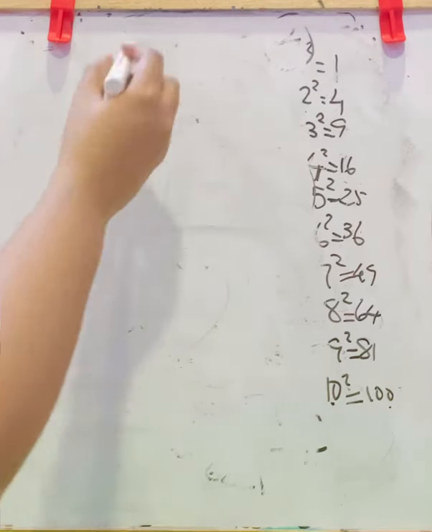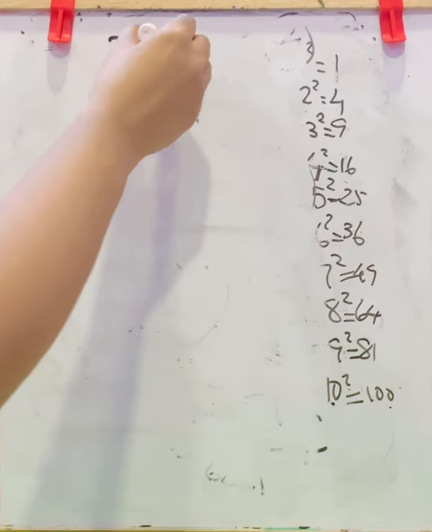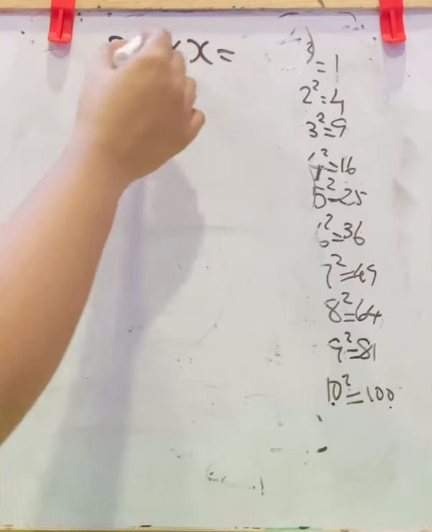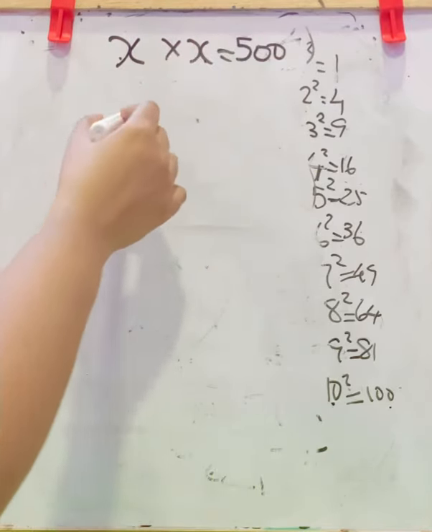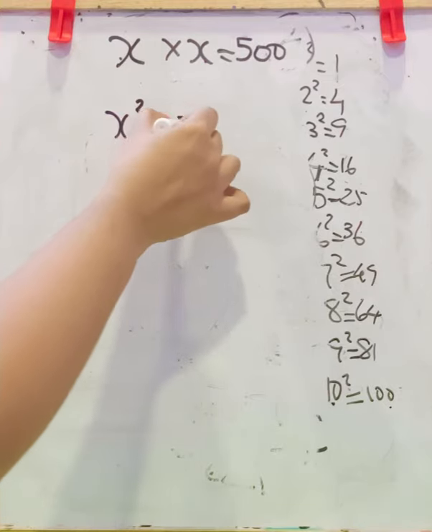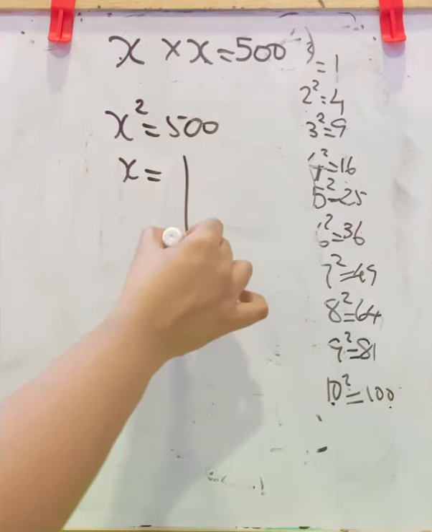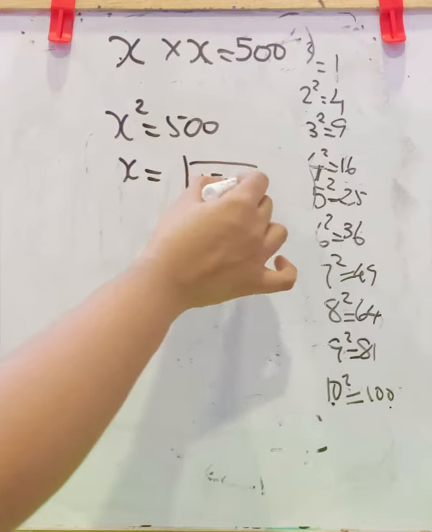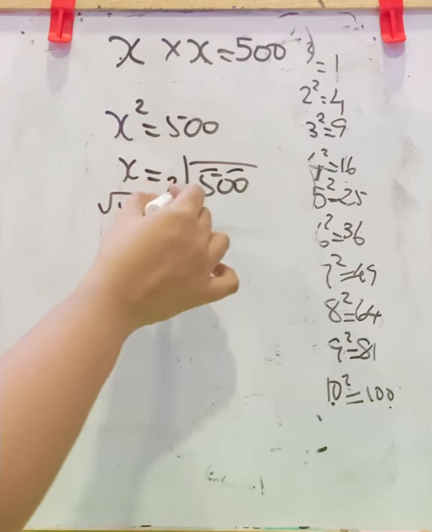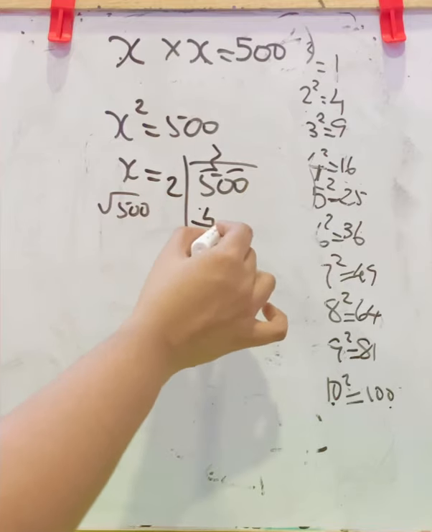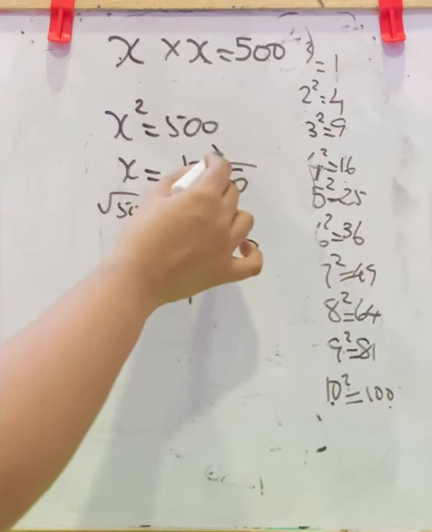So, number of columns and number of rows be x and x, and rows into column total number of students, that is 500. x square is 500. Then x is equal to square root of 500. You can find out like this. Square root of 500. Pair it. 2 2s are 4. Balance is 1. Carry down this 0. Now double this 2.